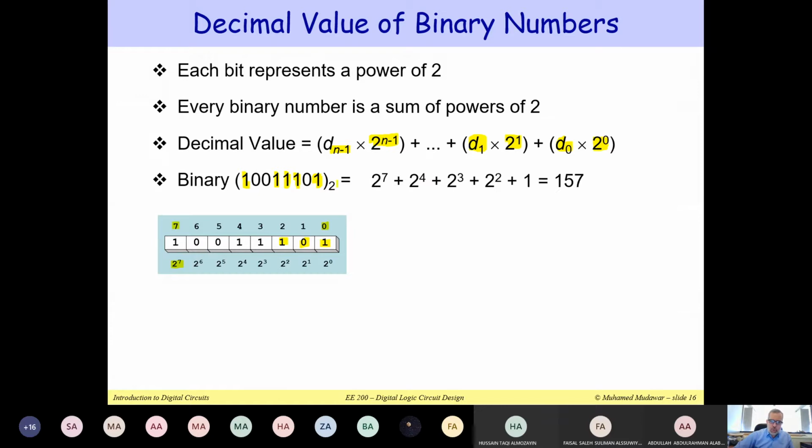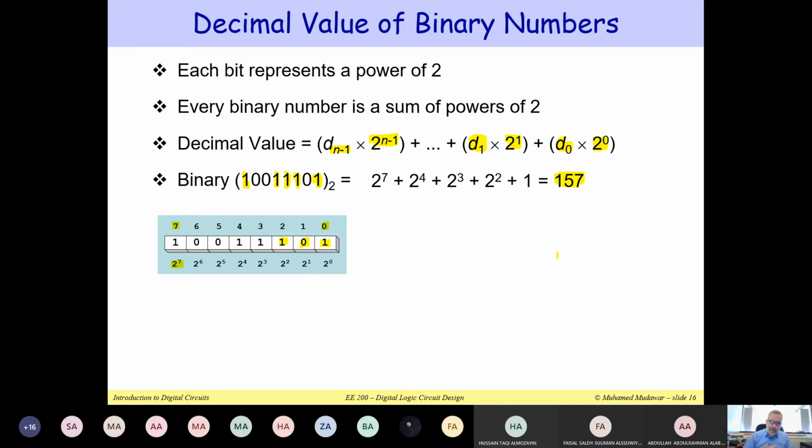So if you add the weights, 2 to the power 7 plus 2 to the power 4, all the way here to 1, you get 157. So this number in binary is equal to the number 157 in decimal. Now notice that we skip the zeros because 0 multiplied by anything is equal to 0. So all you have to do is look at the weights of the ones, look at their position and their weights, and just add the weights and you will get the decimal value of the binary number. So this is how we convert a binary number from binary to decimal.